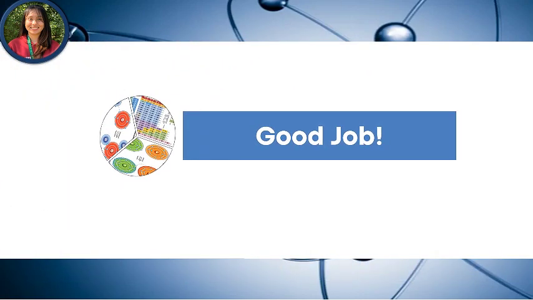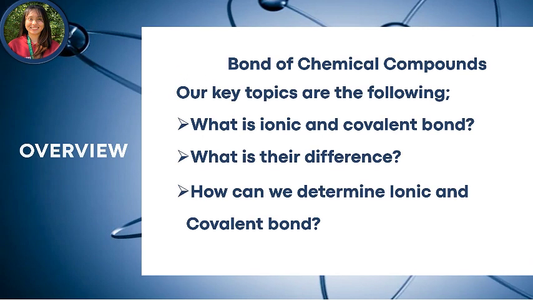So how many did you guess right? If you guessed it right, then very good. But if you did not, still very good because you did your best. Our lesson mainly centers on the bond of chemical compounds. These are the ionic and covalent bond.